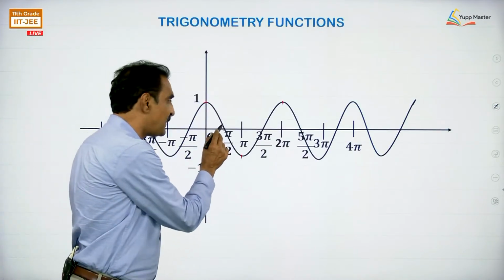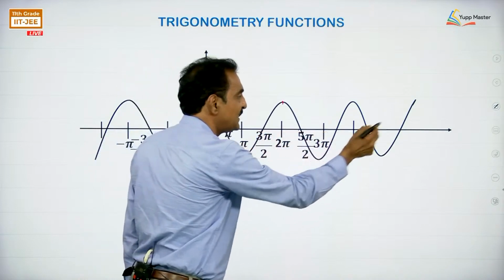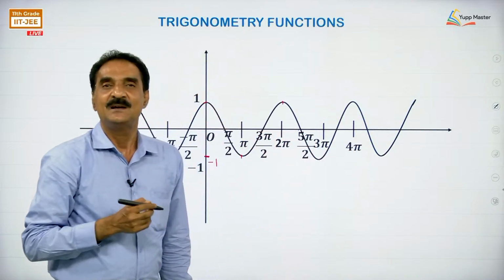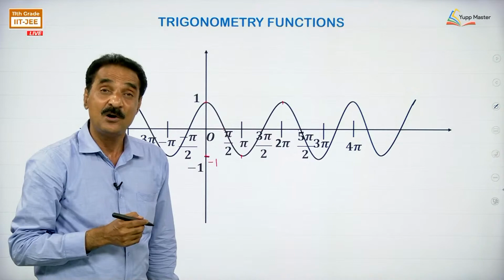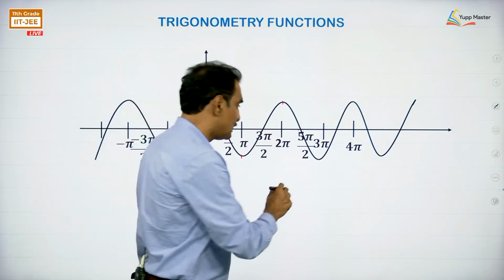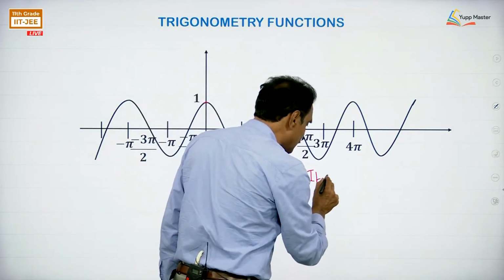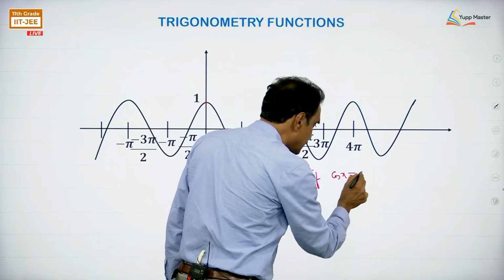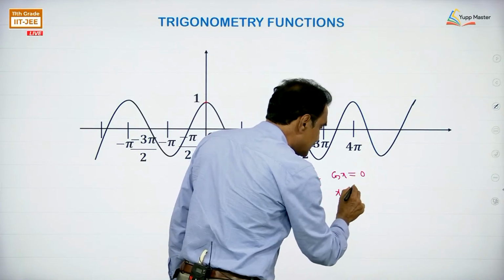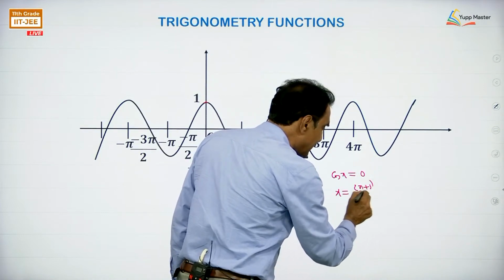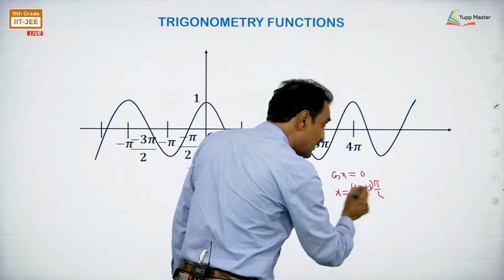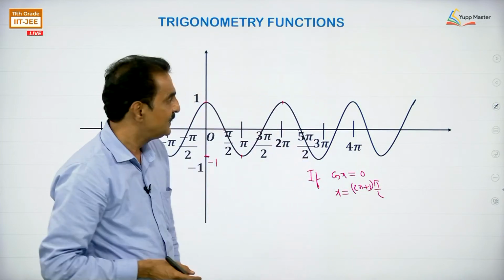What about cos x? Cos x is 0 at pi by 2, 3 pi by 2, 5 pi by 2 and so on. So clearly cos x is 0 at every odd multiple of pi by 2. So if cos x is equal to 0, then x is an odd multiple of pi by 2, (2n plus 1) into pi by 2. You have to remember these 2 points.